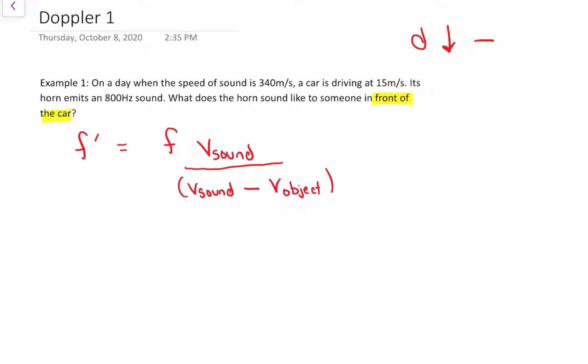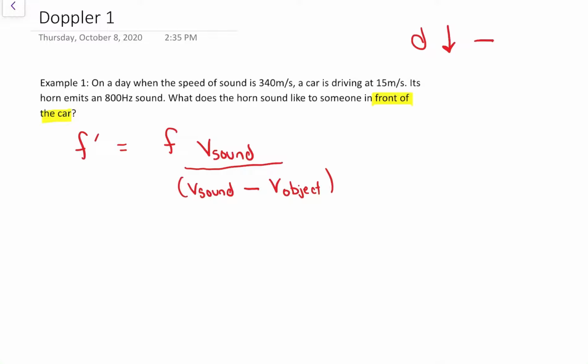Conceptually, I know that when I'm done my math, I should end up with an answer that's larger than 800 hertz. Since it's driving towards me, those wavelengths get squished together, which means a higher frequency. So mathematically, I need to end up with a number bigger than 800. If I goof up and get a number smaller than 800, that's a good indicator that you used the wrong sign. So if that ever happens, that you get a frequency that's different than you expected, maybe run through the math the other way, see if you get a more reasonable answer.